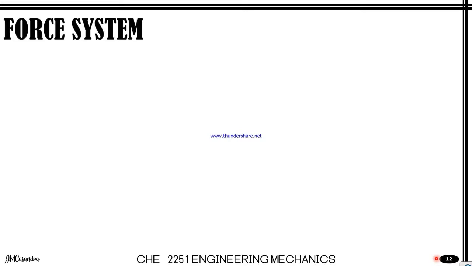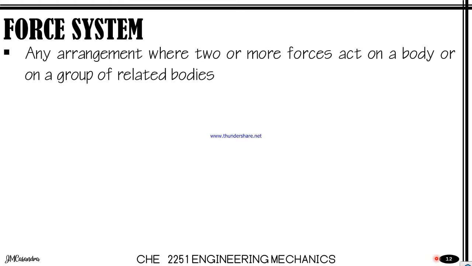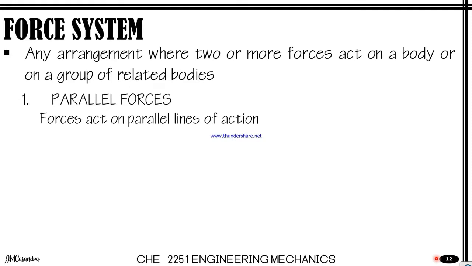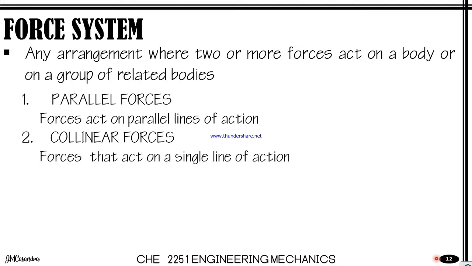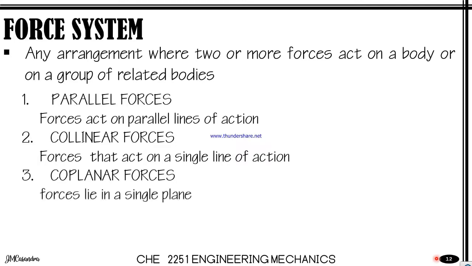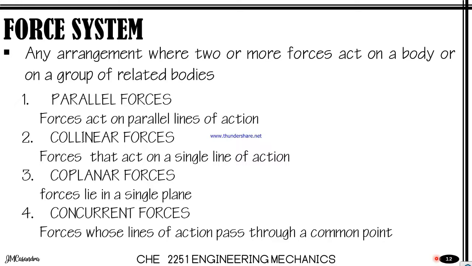In forces, we now have what we call a force system. This is defined as any arrangement where two or more forces act on a body or on a group of related bodies. In a force system, we have your parallel forces, which are forces that act on parallel lines of action. We have your collinear forces, which act on a single line of action. Coplanar forces, which are forces that lie in a single plane. And concurrent forces, which are forces whose lines of action pass through a common point.